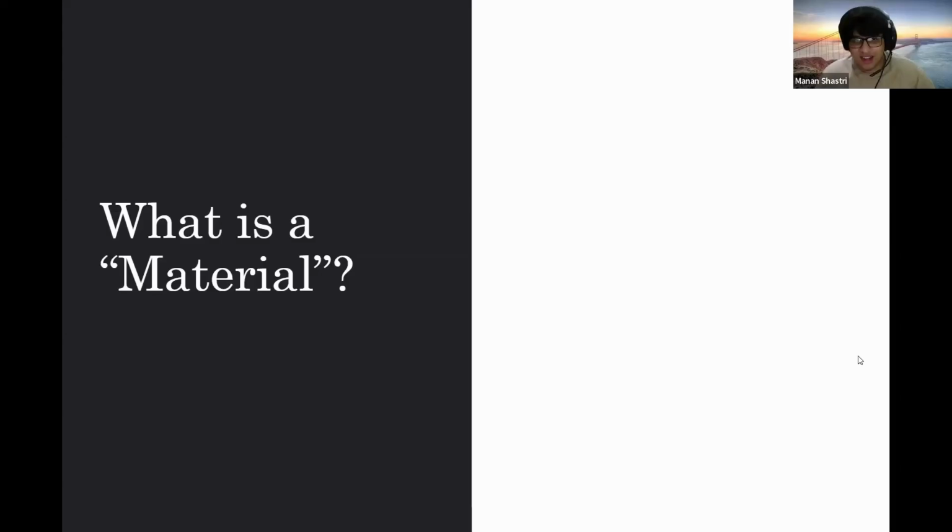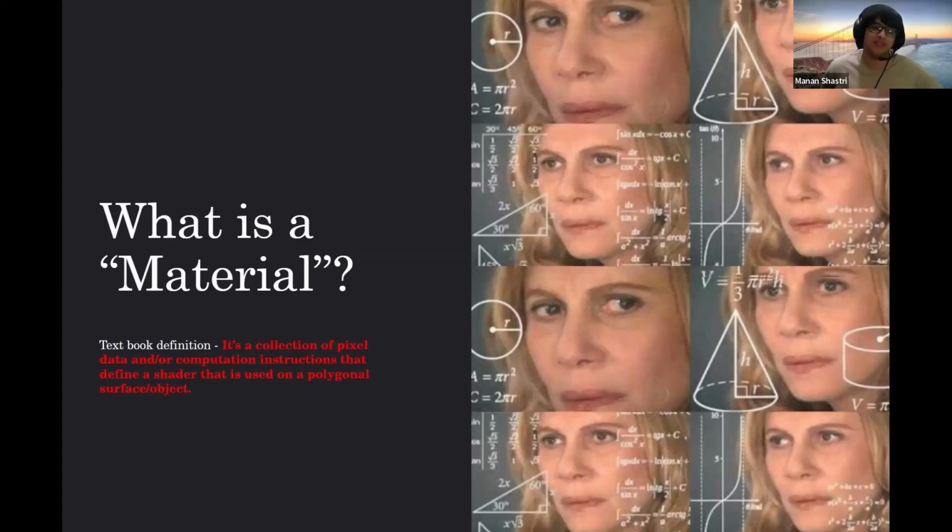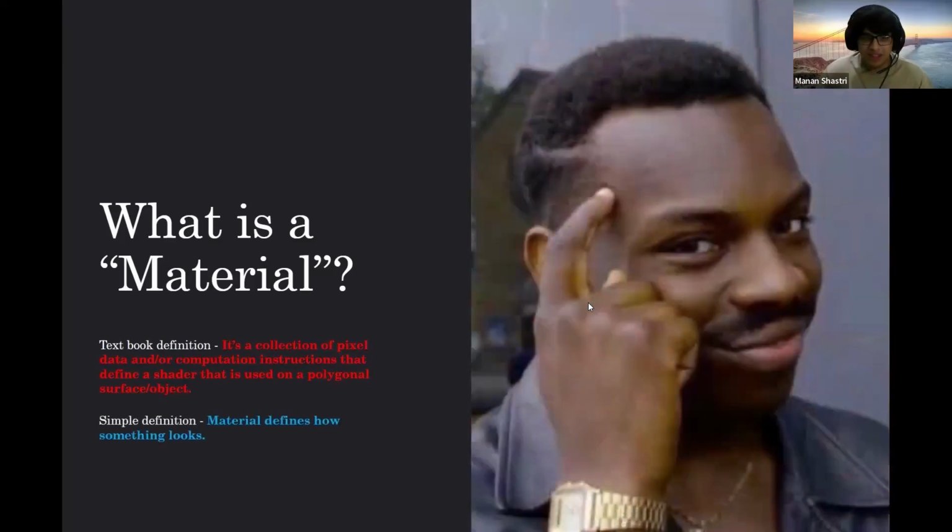Okay, before we get started, let's understand what a material is. Now, if you were to ask anyone with a CG background as to what a material is, they'll probably give you this boring, long drawn textbook definition that says a material is a collection of pixel data and or computation instructions that define a shader that is used on a polygonal surface object. You're tired by the time you're halfway through that definition, right? So let's understand what a material is in simple terms.